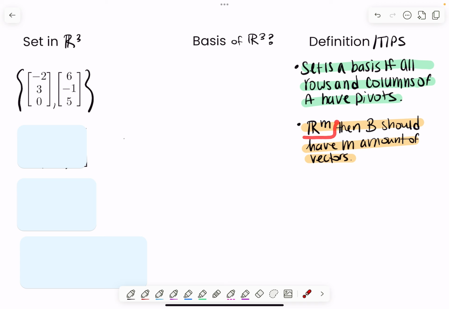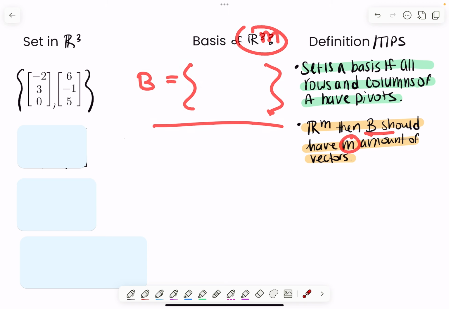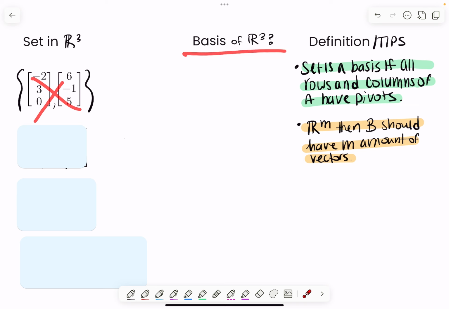So that's the tip. If you're given any dimensional space R^M of all real numbers, so M could be 2, it could be 3, it could be 4, whatever, then B, your basis, should have M columns. So if this is M, then any basis for R^M, or R3, should have 1, 2, 3 vectors, and this one has 2, so automatically we can disqualify this from even being a basis of R3.